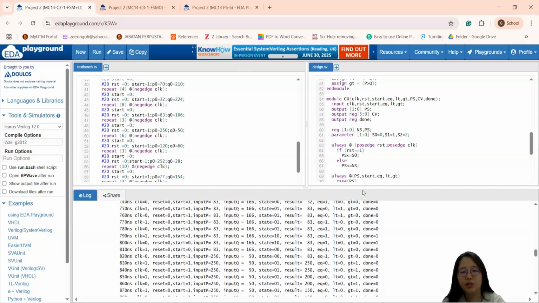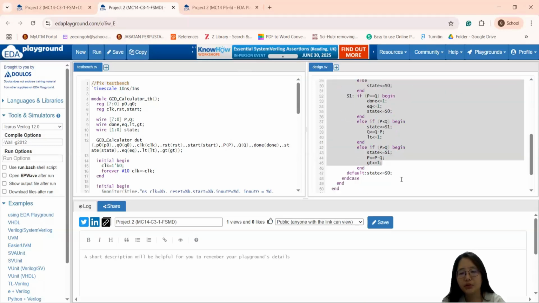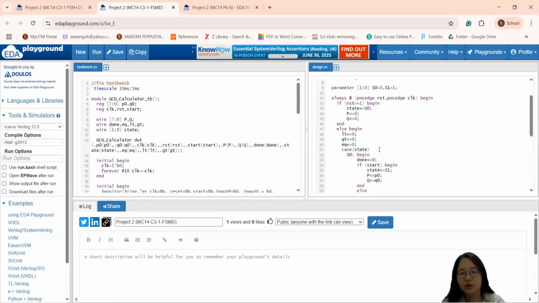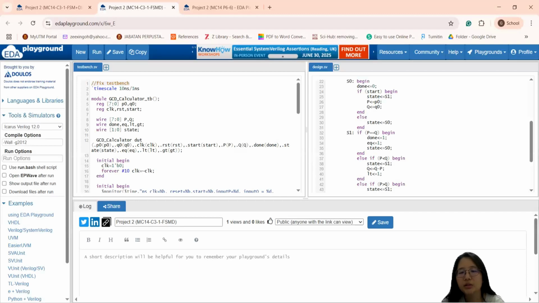Next, we will proceed to the FSMD. So this one is the FSMD. I don't have CU and DU. I just have one module, which is the top module. Here, I only have 2 states, which are S1 and S0. At S1, I will do done equal to 0, and then if start equal to 1, I will go to step 1.